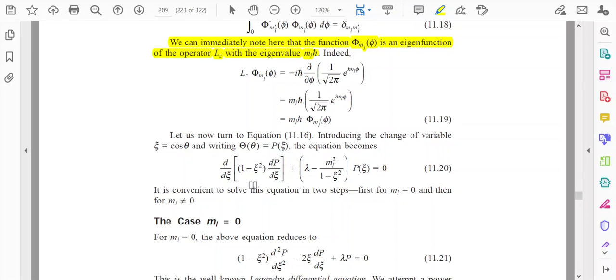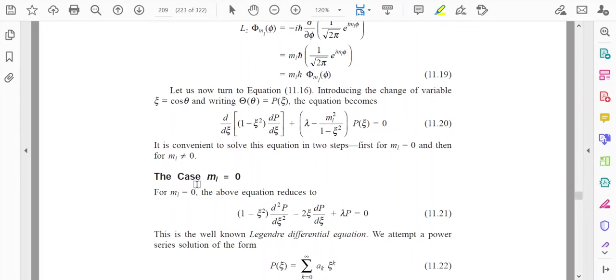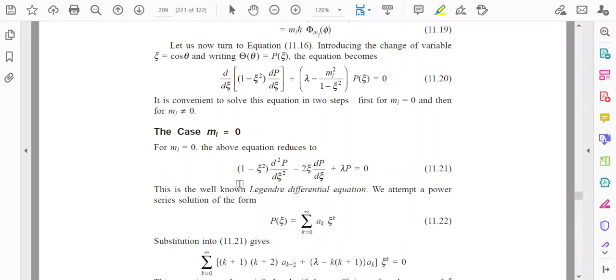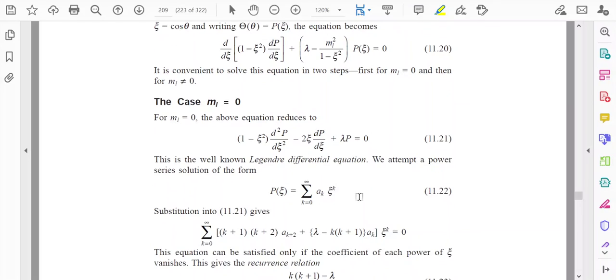Now we can solve this equation in two steps. The first thing is that in case 1 we will assume the value of ml is equal to 0. So if we assume ml equal to 0, equation 11.20 will become: 1 minus zeta square d square P by d zeta square minus 2 zeta into dP by d zeta plus lambda P is equal to 0. This equation is known as Legendre differential equation, and this equation can be solved in a power series method.